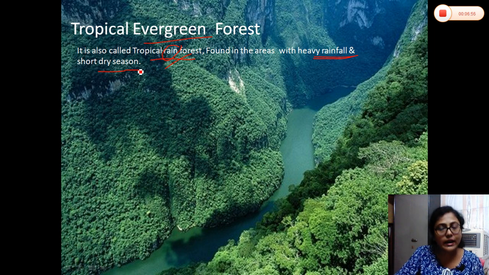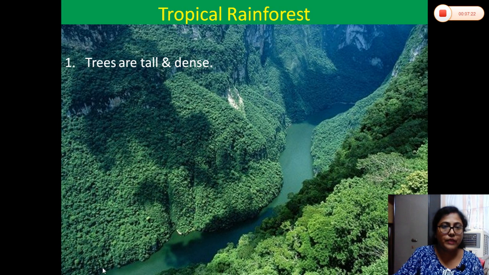They are not having the long dry season, they are having short dry season, and most of the time of the year they are getting heavy rainfall. That's why this forest is evergreen in nature. They have tall trees, broad leaf trees, etc., and dense undergrowth is found in this forest, and short dry season is found. Now what are the characteristics given?